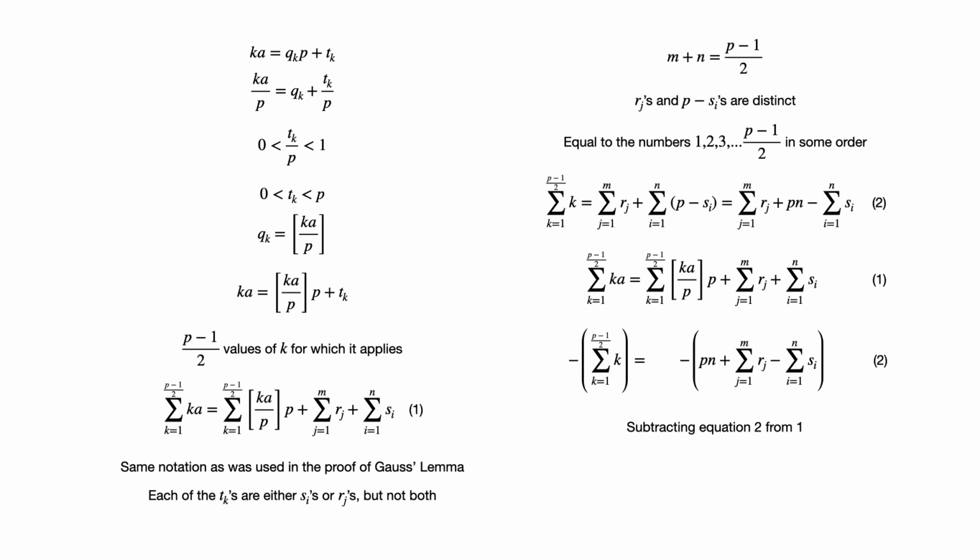Subtracting equation 2 from equation 1, we have (a−1) times the sum as k goes from 1 to (p−1)/2 of k equals p multiplied by the sum as k goes from 1 to (p−1)/2 of the greatest integer part of ka/p, minus n, plus 2 times the sum as i goes from 1 to n of si.